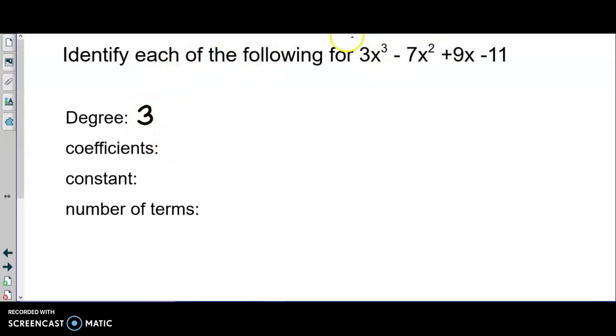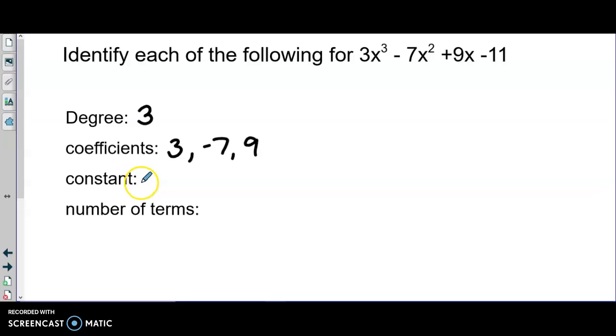All right, the coefficients are the numbers attached to the letters. So find each letter and see which number is attached to it. So our coefficients would be 3 for the first one, -7 for the next x, and then a +9 for the last x.